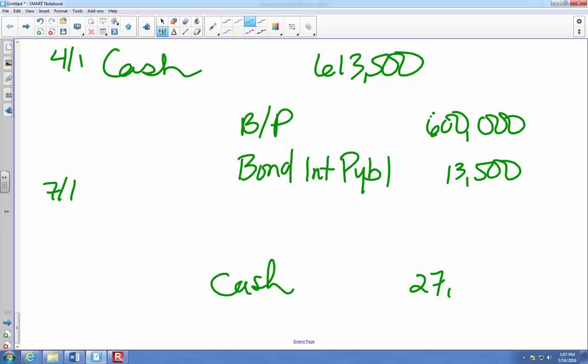I've got 2 debits. Anybody have any idea what they are? Have I just paid this? Have I just taken care of that? You gave it to me up front. Now I'm giving it back, so I've got to get that off my books. And the balance is bond interest expense, because I do have to incur an expense for the 3 months you held them, right?